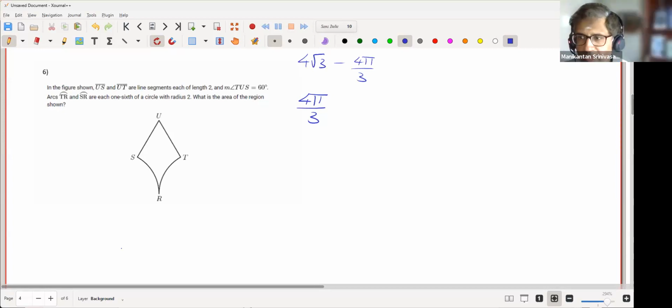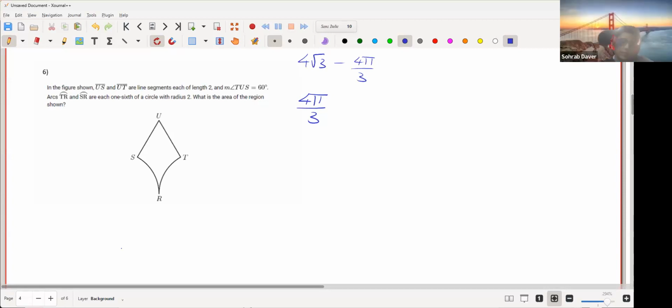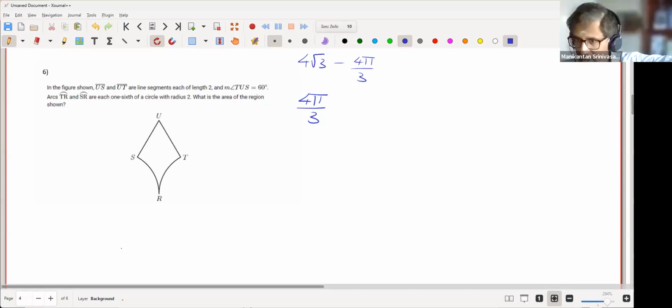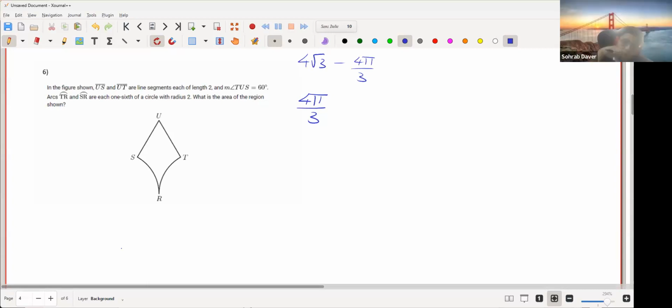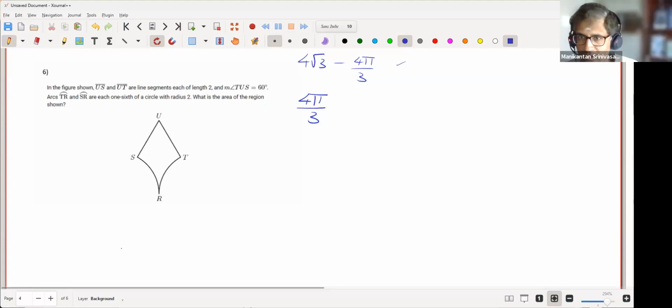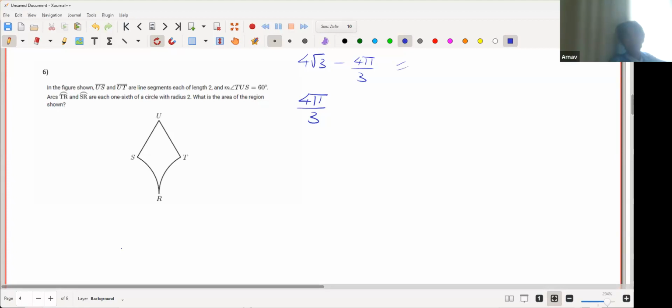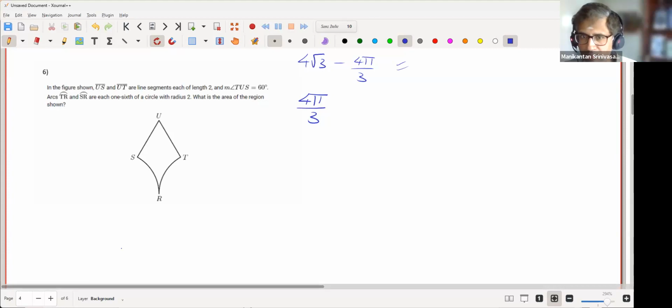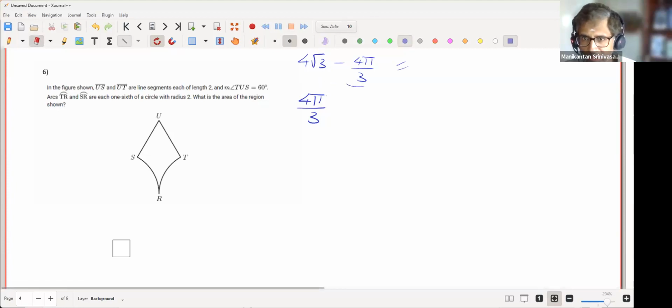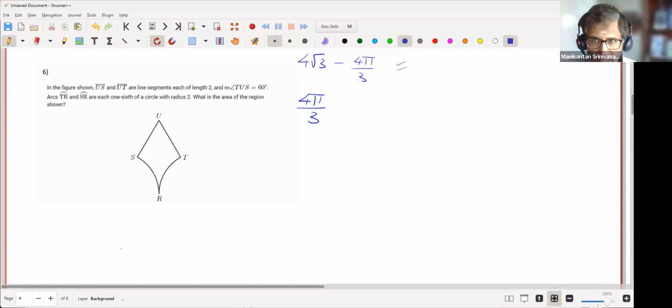Tell me in roots and pi, otherwise it'll be difficult to check. If you're saying 2.73, did you use a calculator for the final step? Don't do that, please. Even I got 4 root 3 minus 4 pi upon 3. Saurabh also got this, 4 root 3 minus 4 pi by 3. Snigdha, can you just punch this expression into your calculator and see whether you got the same thing? I want you guys to call out in terms of pi and roots. For those who didn't get it, let's just do it.